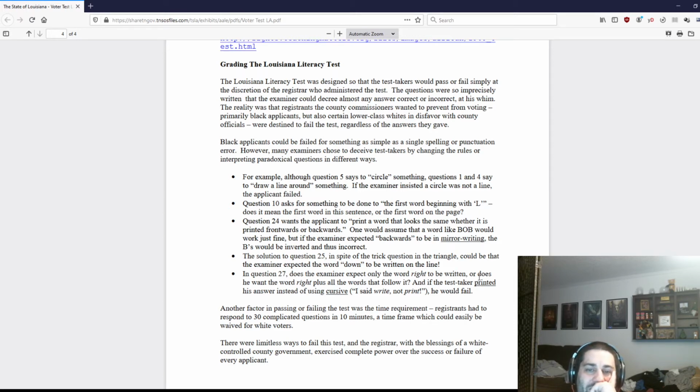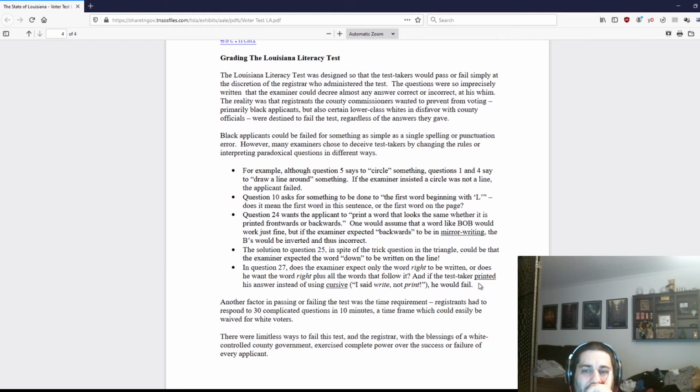Question 24 wants the applicant to print a word that looks the same whether it is printed forwards or backwards. We'll assume a word like Bob would work just fine, but if the examiner expected backwards to be in mirror writing, the B's would be inverted and thus incorrect. Mom is safe, like I said.